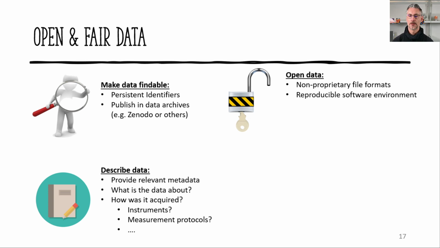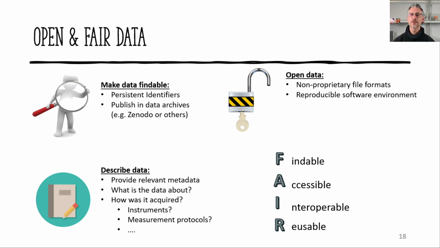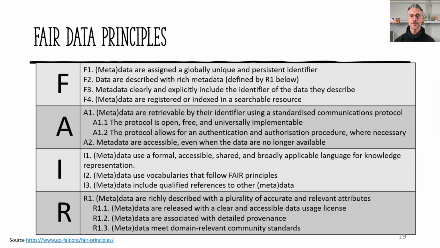And so on. And in the end, we need to have open data, so non-proprietary file formats that can be read by anyone. We also have to have a reproducible software environment. It's not enough to say that we use a specific software. We need to think about what happens, for example, in 10 years. How can we run this specific environment? This is what's called FAIR data. FAIR is an abbreviation for findable, accessible, interoperable and reusable data. In more detail, you can see here all the FAIR principles.